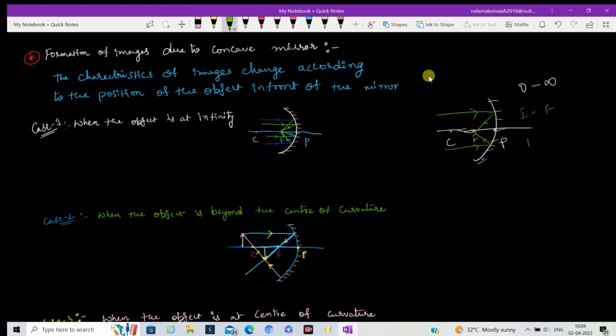So what is the nature of the image? Real, inverted, that is upside down, and real, inverted and highly diminished image is forming at the focus. So that's about the first case.